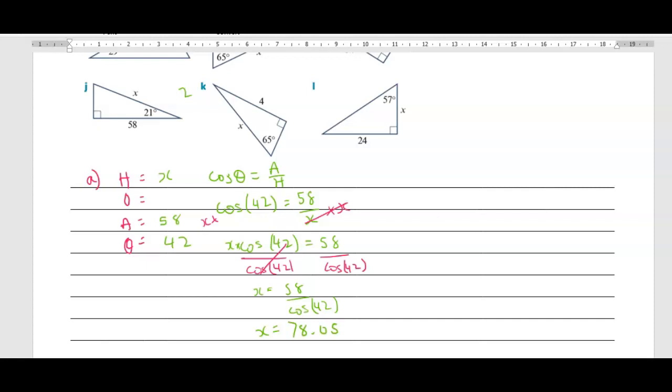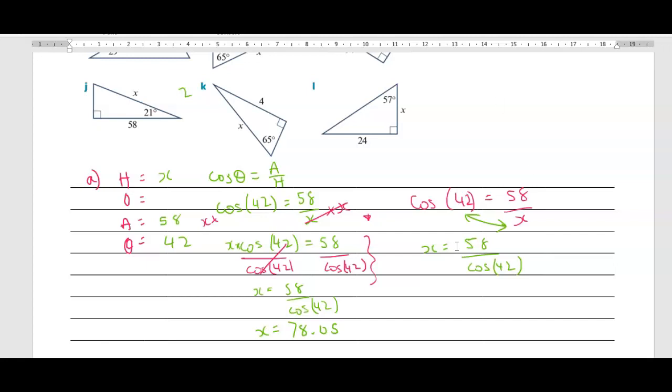Now, what I was saying before here, we can skip this whole step in the middle. We can skip all this just by switching. So what we had was cos 42 equals 58 over x. When your unknown is in the denominator on the bottom, you just switch these around. So you're left with x equals 58 over cos 42. So you're effectively just saving yourself a little bit of working out, maybe about a minute. Okay, so you just switch them. So when your unknown is on the denominator, you just switch.